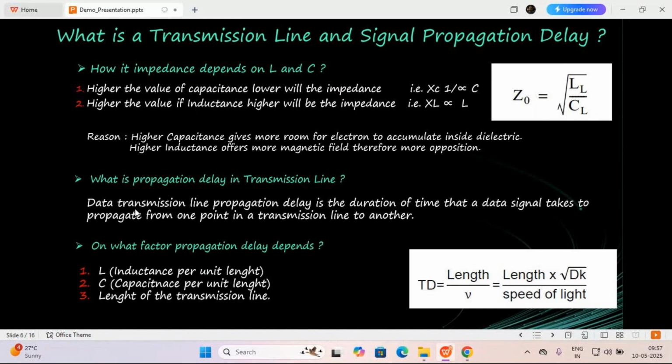The formula of the characteristic impedance Z naught is given by root over L by C. Here, the small l denotes per unit length, so inductance per unit length and capacitance per unit length.